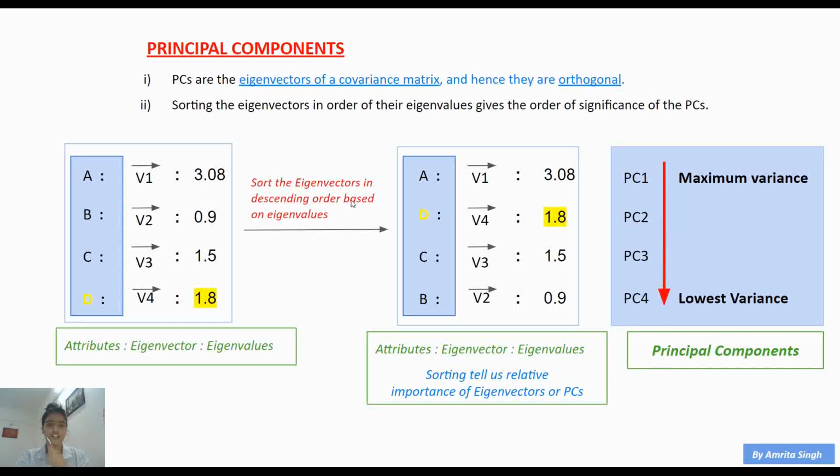Then we sorted based on the eigenvalues, and what we see is that the D attribute became the second principal component because of its higher eigenvalue. So now after sorting, it's much clearer to find out the significance level of these eigenvectors, or principal components. We can say that attribute A is highly significant, and then not B, but D is the second most significant attribute.